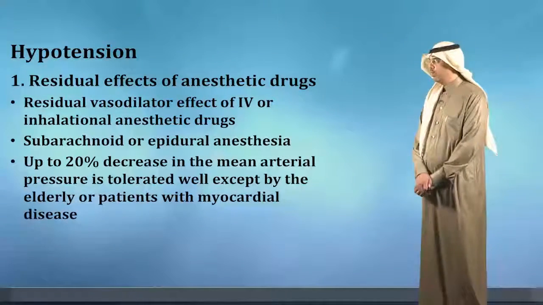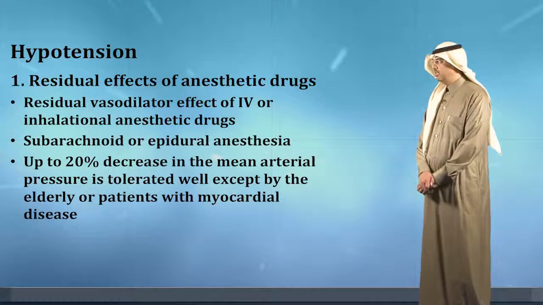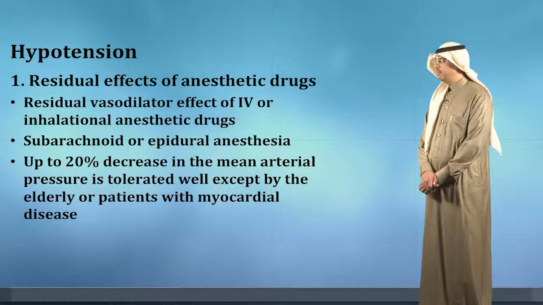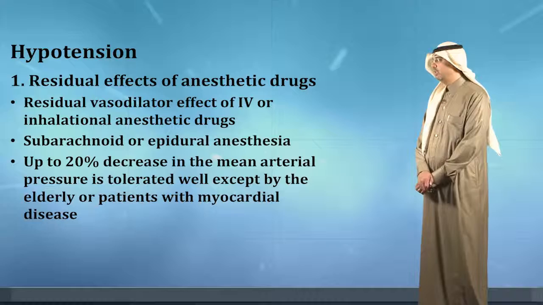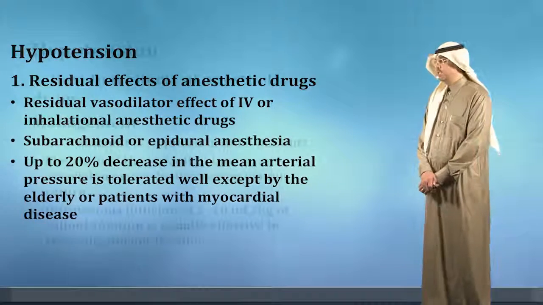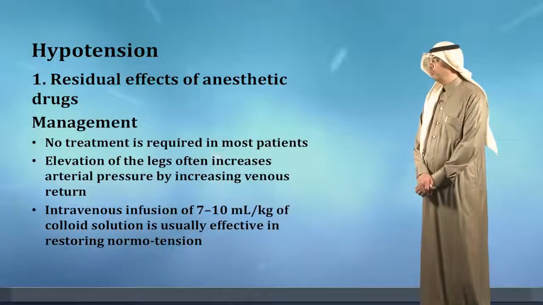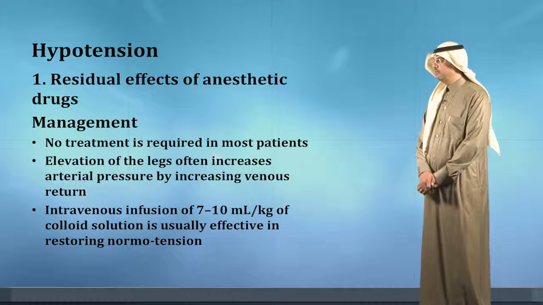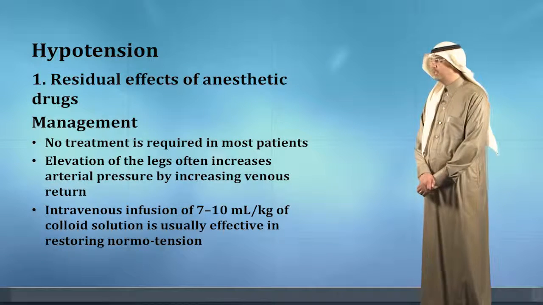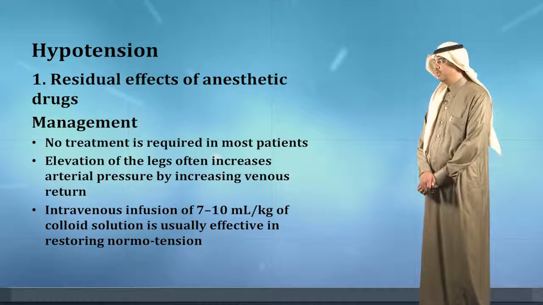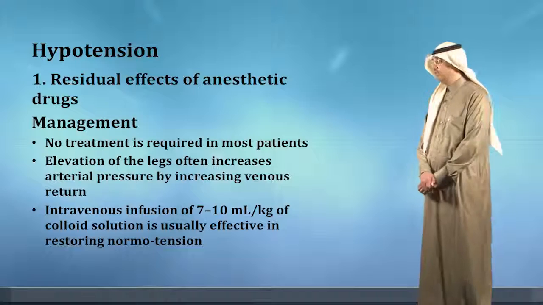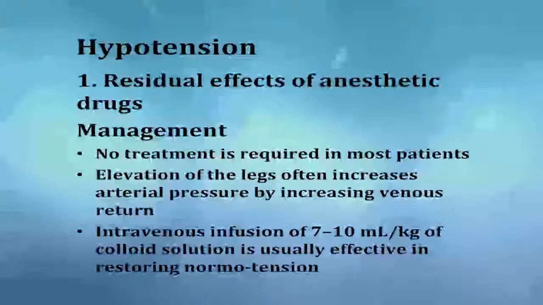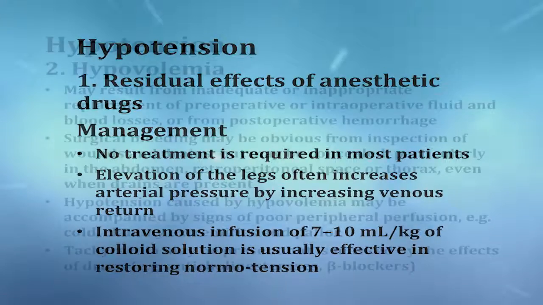Sometimes subarachnoid or epidural anesthesia also might lead to this, and up to a 20% decrease in the mean arterial pressure is tolerated well, except by the elderly or patients with myocardial disease. So how do we treat patients with residual effect of anesthetic drugs? Usually no treatment is required in most patients. Elevation of the legs often increases arterial pressure by increasing venous return, and sometimes intravenous infusion of colloid solution is effective in restoring normal tension.